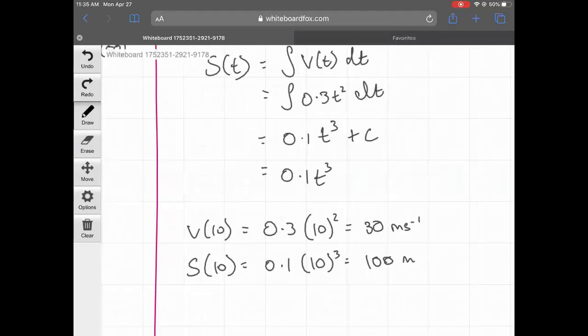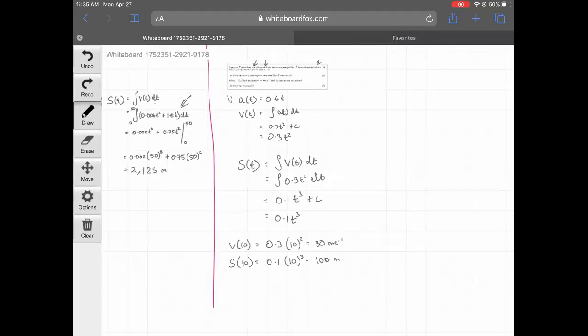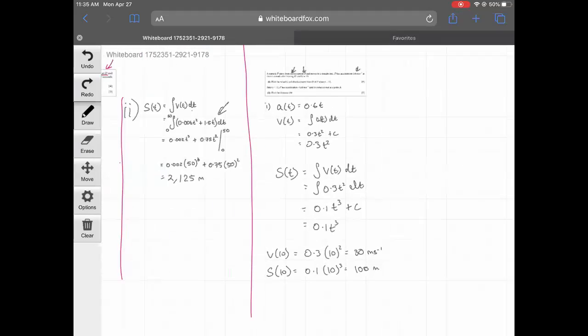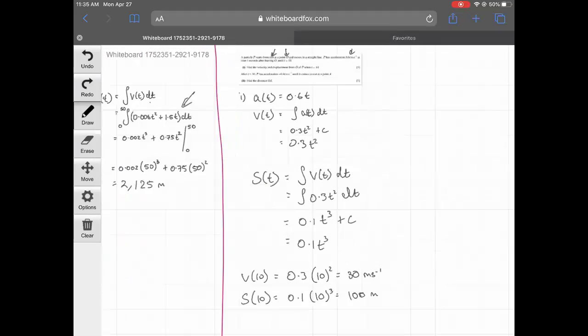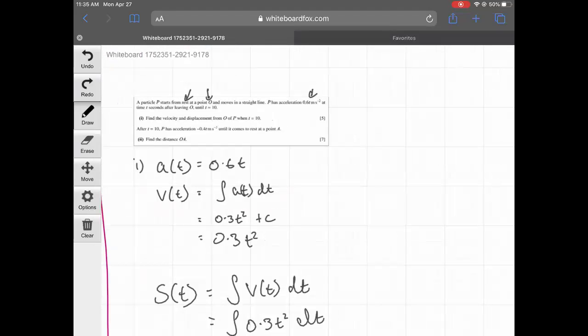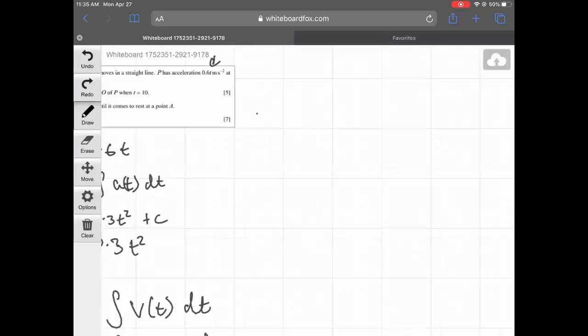So tomorrow I'll be giving you some of these questions to have a go at yourself, and I might mix in some of the other questions where you can use straight lines and find the area under graphs instead of calculus. Okay, any questions? So that's part 2, 7 marks. I'm not going to get this done in 3 minutes.